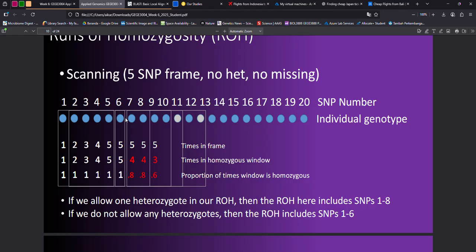However, things start to change as soon as we start including SNP 11, right? If we're looking at an individual SNP, like SNP 7, how many times has it been in a frame? It can be in 5 at most, because our window frames are 5. How many times has it been in a homozygous window? Well, the first 4 frames it was in were homozygous. But now we've input a heterozygous SNP in there, so it's only been 4 times in a homozygous window. And that results in a proportion of what? 0.8.